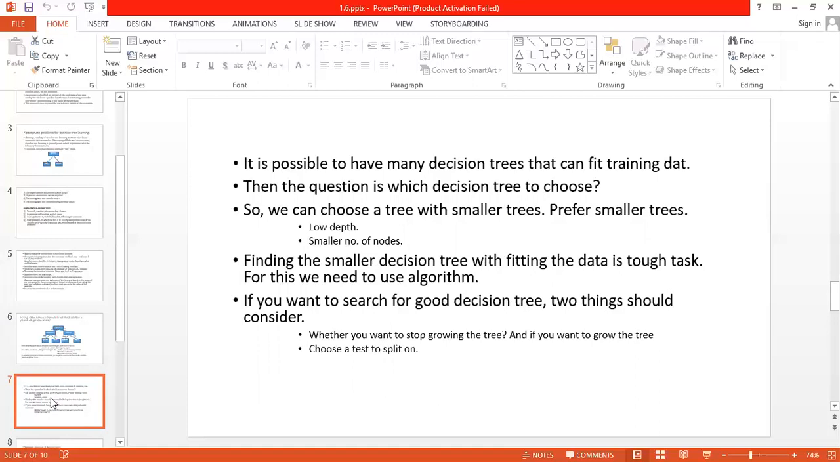If you want to search a good decision tree, two things should be there. Whether you want to stop growing the tree, and if you want to grow the tree, choose a test to split on. So by considering these two things, you can go for the good decision tree.